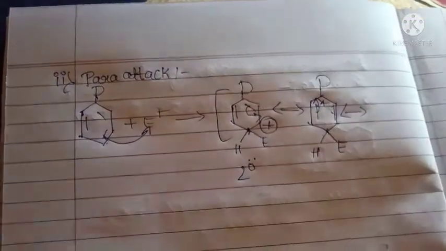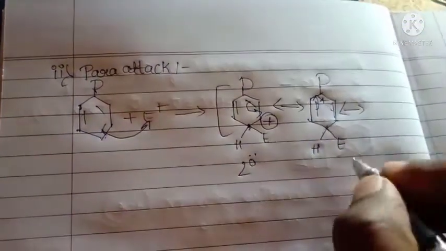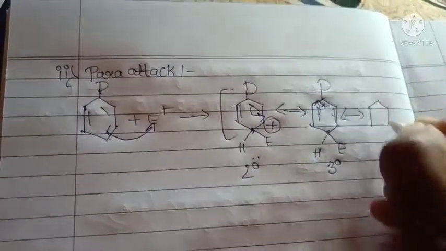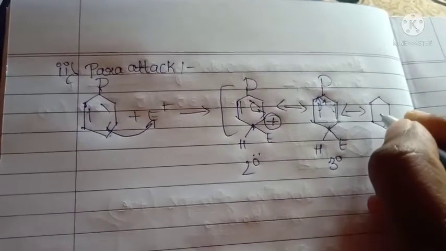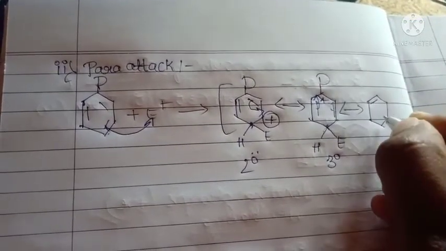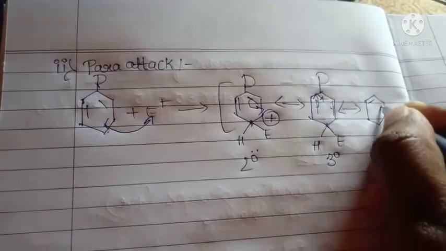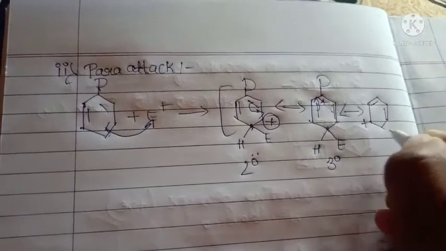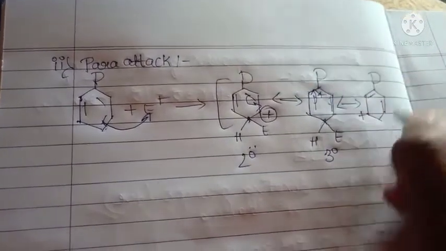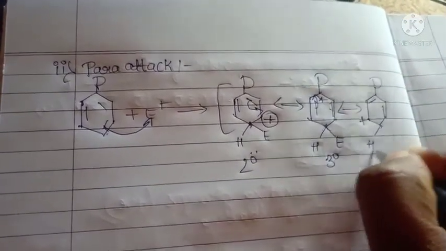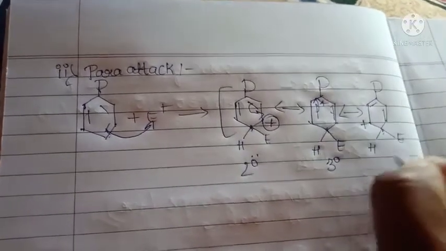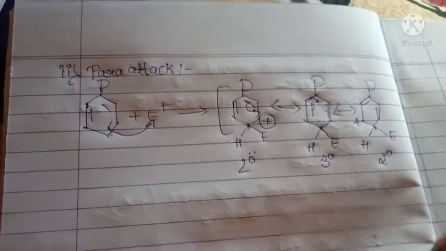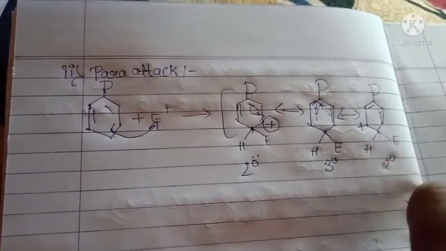Practice the resonating structures well. Okay, this is tertiary carbocation. Last one is this one. So it carries the positive charge. So this is D, this is H, this is E. Okay, this is secondary carbocation. This is all about the para attack.